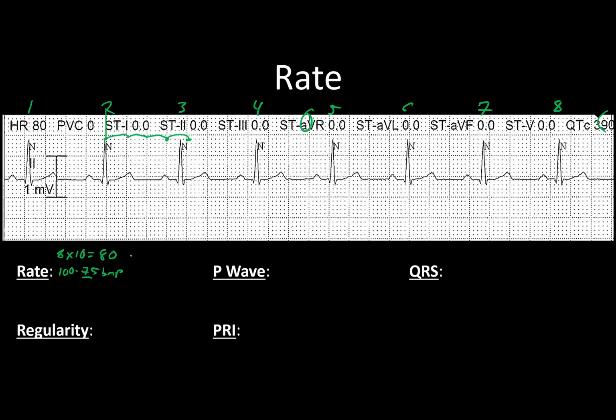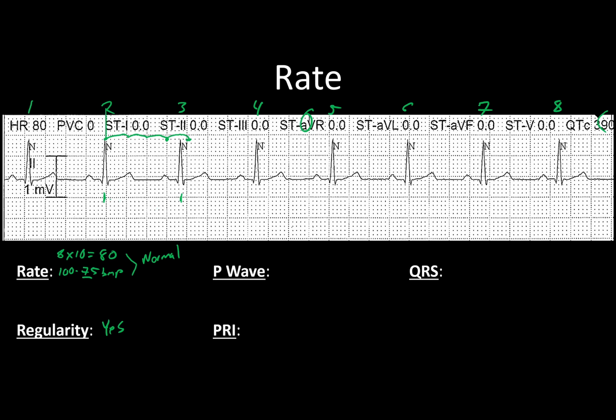So at that point, I can say that these two confirm that we have a normal rate between 60 and 100. But because this actually is really regular, if you look across the screen, so when I ask the question of regularity, I can say, yes, it's regular. Let's count the total number of boxes, shall we? So we did this one across here, and we'll say it started right about here, and it ended just after this third small square, so right here.